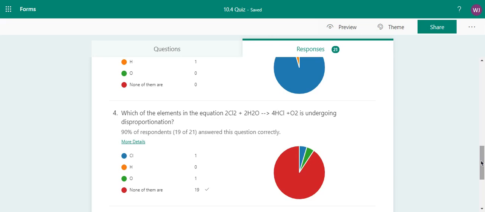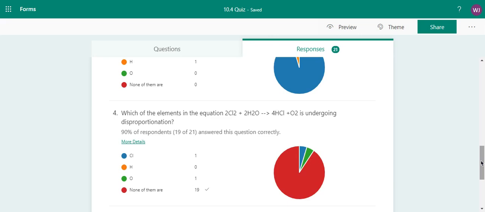So if it's disproportionating, it has to be in more than one different environment on the right-hand side. There's only one environment of chlorine on the right-hand side, so it can only be one oxidation state. So it can't have undergone disproportionation. It's gone from 0 to -1, so it's gained an electron, so it's just been reduced.